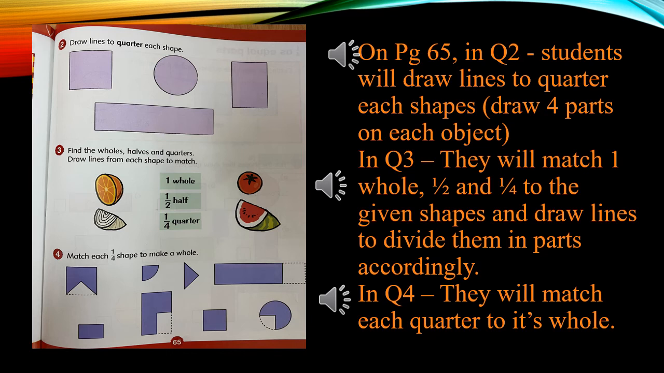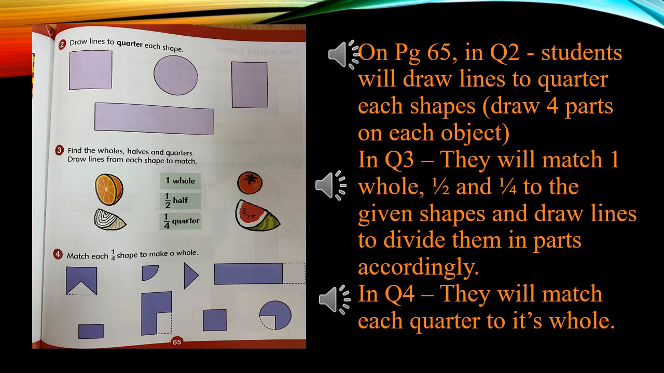Question 3. In question 3, you have to find the wholes, halves, and quarters, and draw lines from each shape to match the answer. Number 1 is one whole, the second is half, and the third is quarter. So whichever one you think is a whole, please match it. Whichever one you think is a half, match it. Whichever one you think is a quarter, match it.